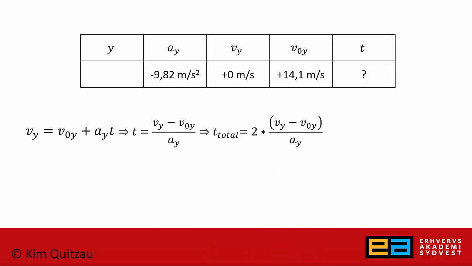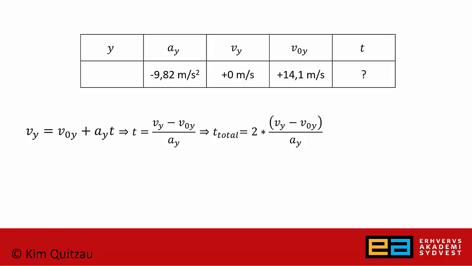Because I have chosen my final velocity to be 0 meters per second, the time I find is from kickoff to the top of the parabola.